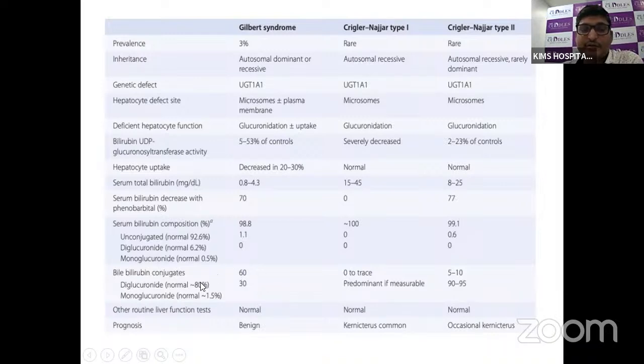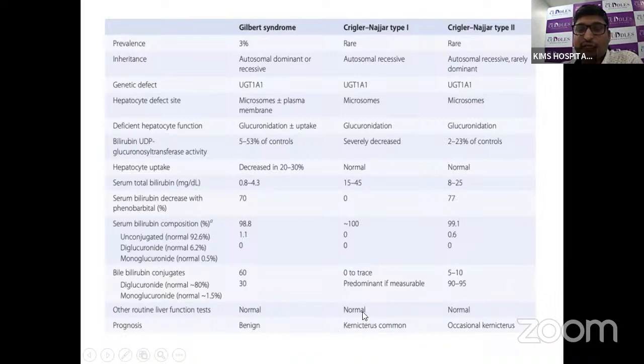When it comes to diglucuronides, this is in the serum and this is in the bile. In the bile, diglucuronides are present in 60% and monoglucuronides in 30% in case of Gilbert, whereas they are absent in type 1, and it is medium in type 2.